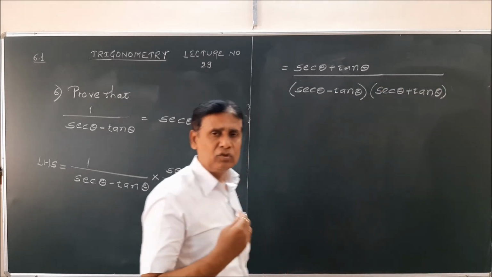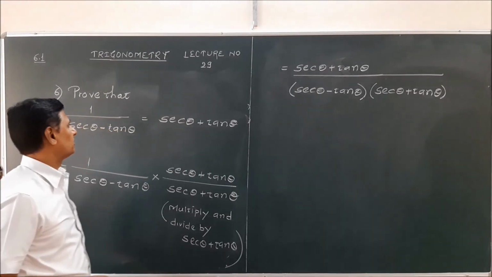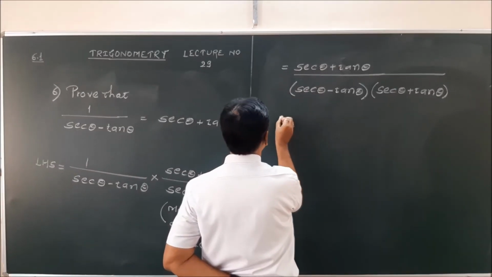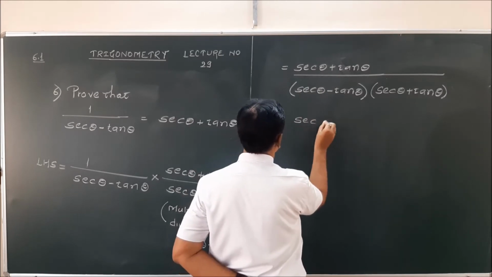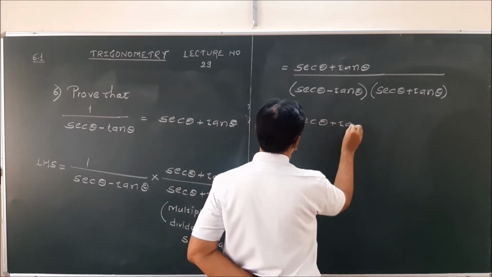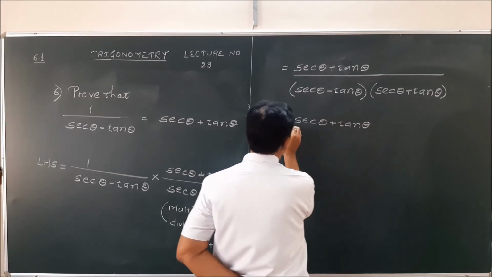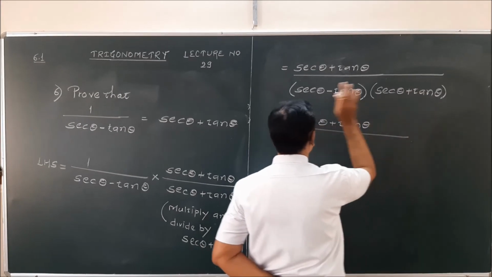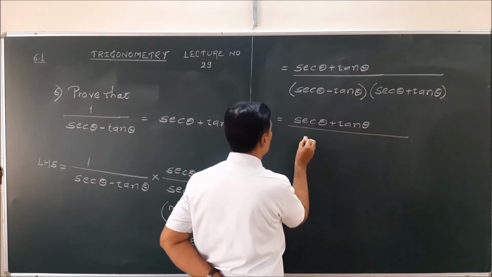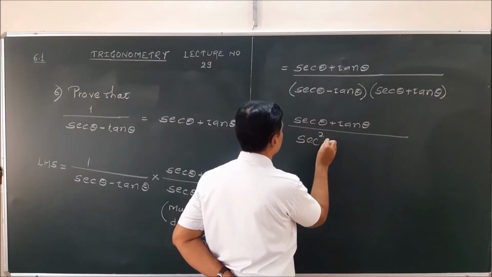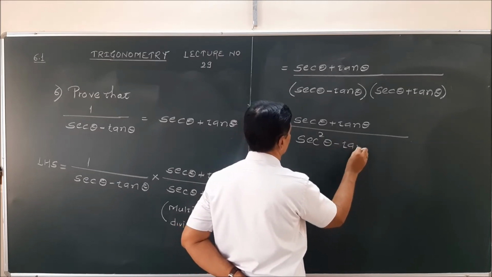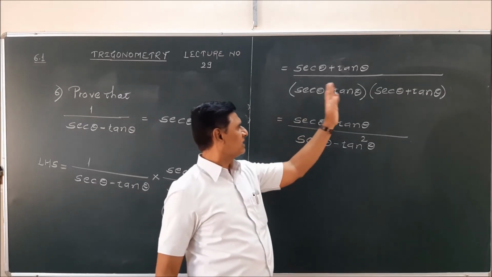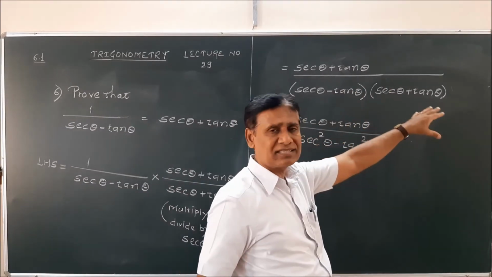Multiplication of numerator with numerator, denominator with denominator. Now, numerator: sec theta plus tan theta. While denominator: a minus b, a plus b is a square minus b square. So sec square theta minus tan square theta. Here we obtain sec theta minus tan theta, sec theta plus tan theta.